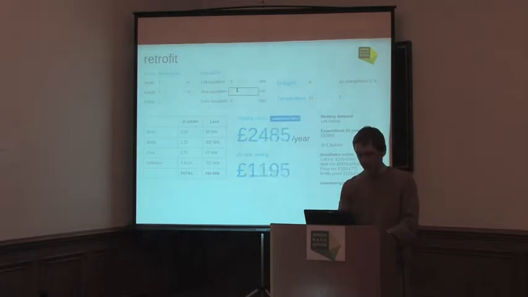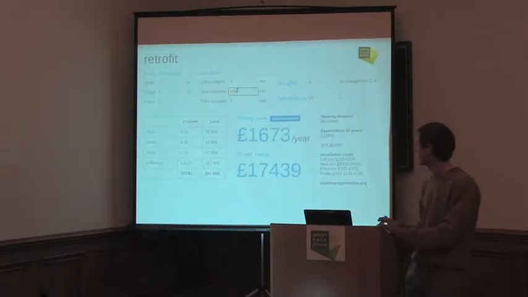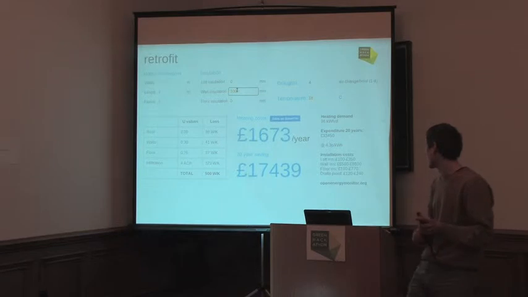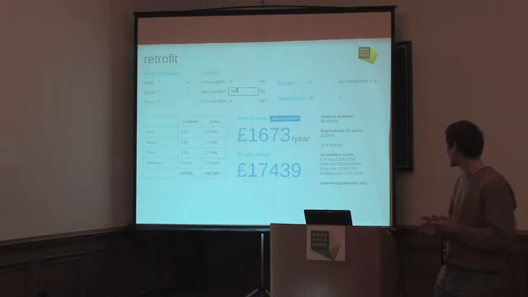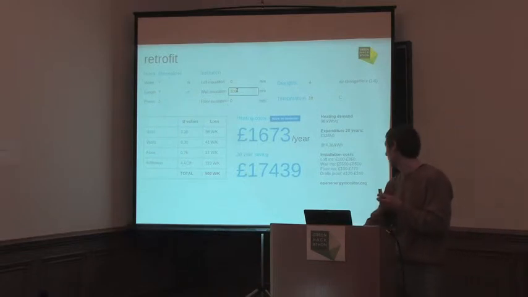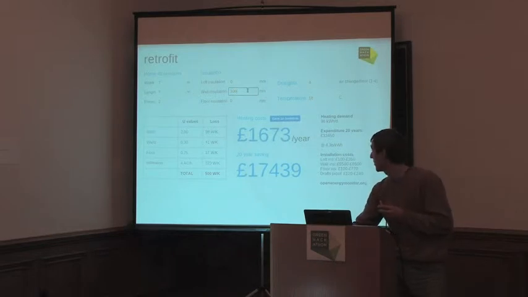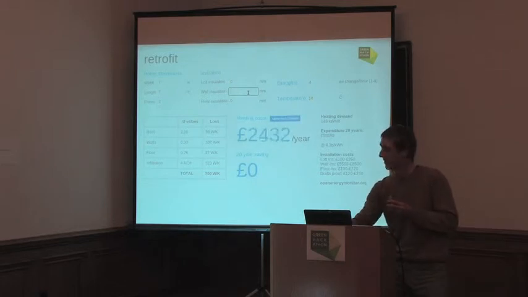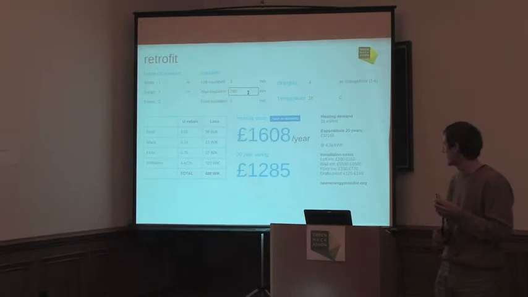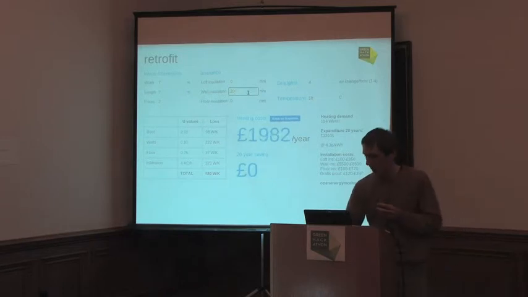And if we add 100 mil of insulation to that, over 20 years it should save about 17 grand. And the expenditure for putting in wall insulation from the Energy Saving Trust is about £7,000. So you can see that pays back quite well. If you've already got 100 mil of insulation in, and you want to expand it with another 100 mil, it's only going to save you another £1,000 roughly. So you can see how effective it's going to be.